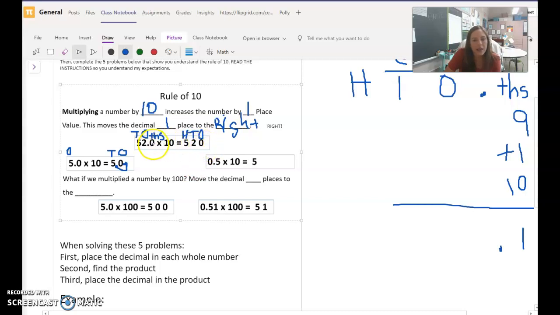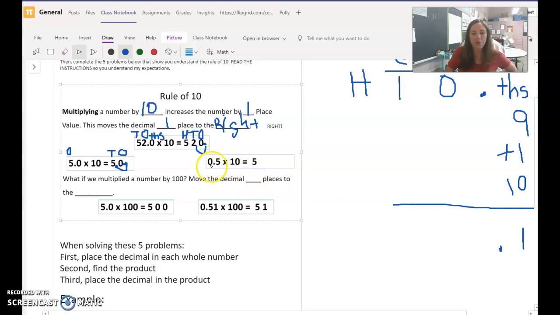So let's go ahead and add our decimal and check how many times our decimal moved. Well, it started between the 2 and the 0. So it started here, and we know that our decimal is always on the other side of the ones. So it's going to end right here. Did it move 1 place to the right? Yes, it did. Okay, let's check one more time.